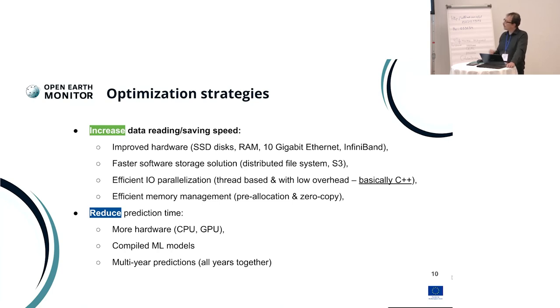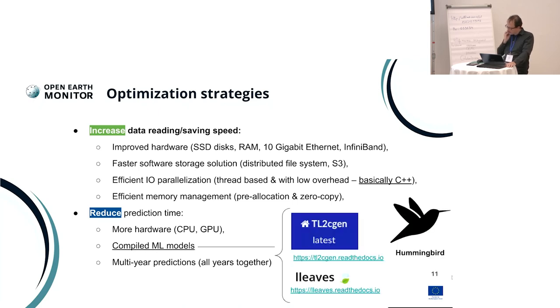And one thing that we also implemented less than 1 year ago is, if you are doing multi-year prediction, so you are predicting all the years between 2000 and 2020, you can put all the years in memory and allocate all the memory to predict the whole time series at once. So you avoid the overhead, for example, of warping and shaping this data into the proper format to feed some machine learning model.